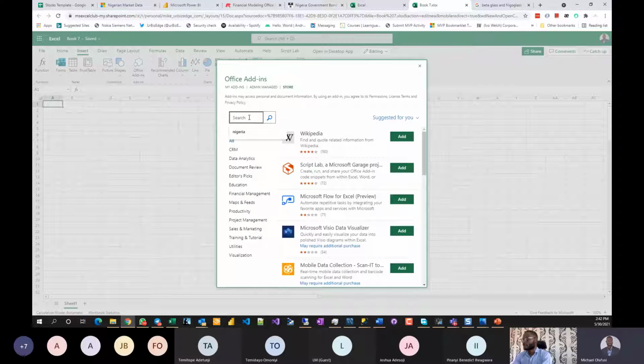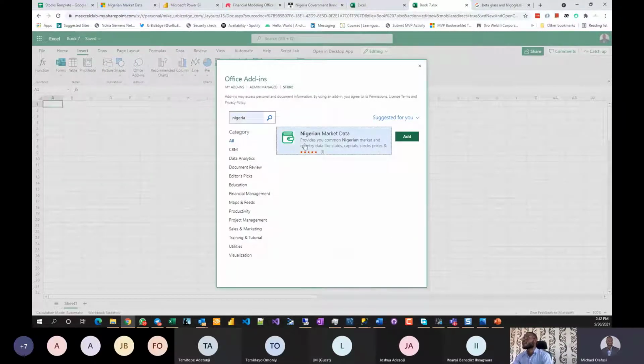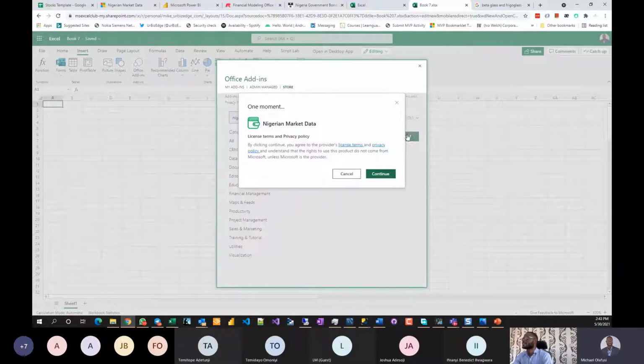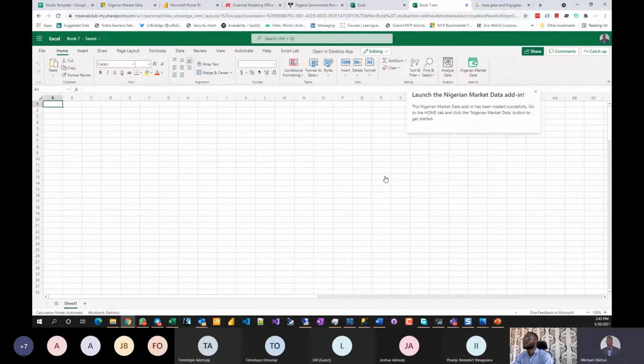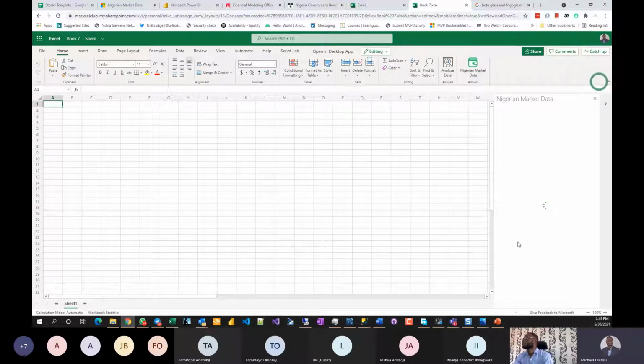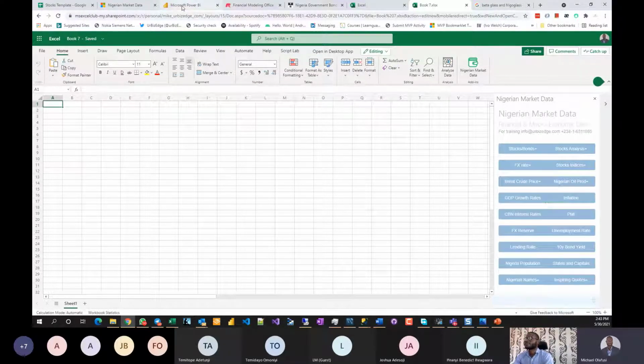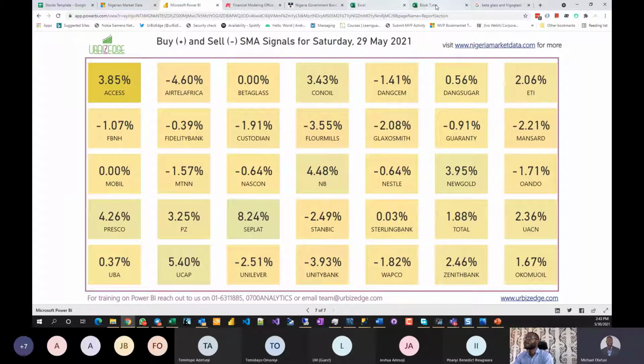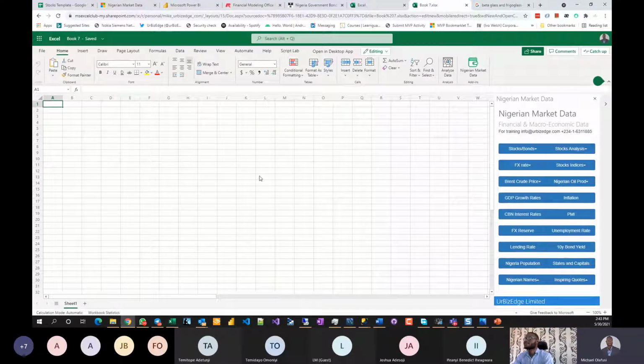Okay, great. So just type Nigeria, right? And search, and you'll see Nigerian market data. Click on Add, Continue, and boom, it shows up here. And when you click on it, you see this menu pop up, right? So when this menu pops up, pretty much everything that you are seeing here, and even more than that, you are going to be able to access here.